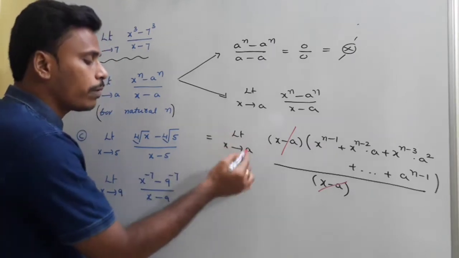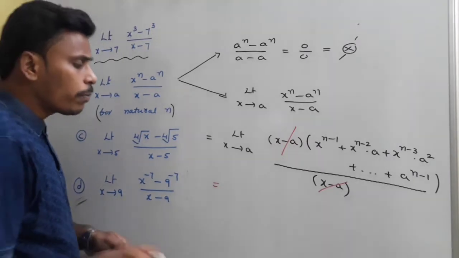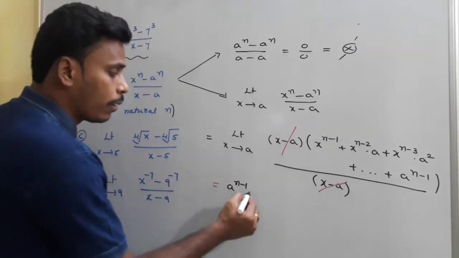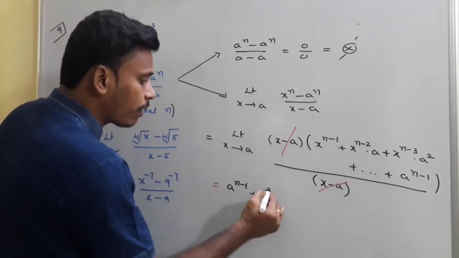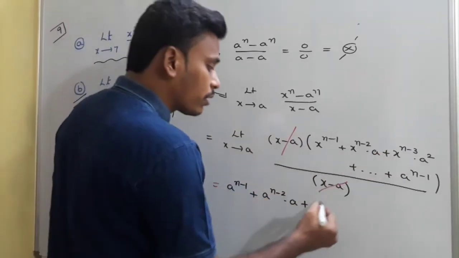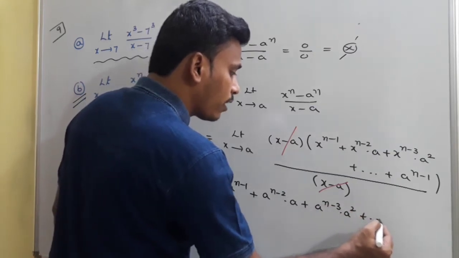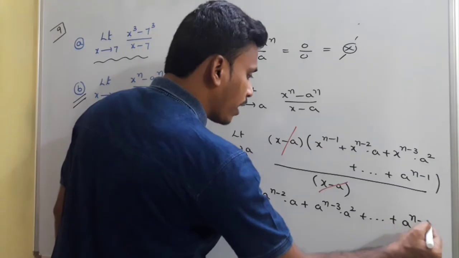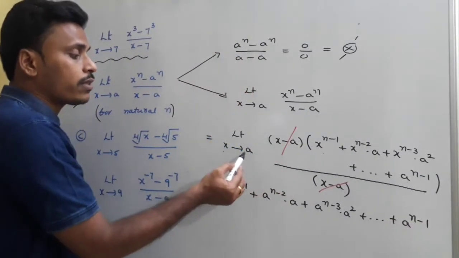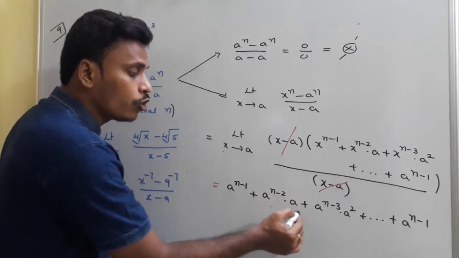So now we need to replace x with a in this. When you replace, what will happen? If you replace x with a, the first one is a power n minus 1, replacing x with a, plus what is the second term? Second term will become like this, a power n minus 2 into a. Then what will become the third term? a power n minus 3 into a square. So like that if you continue, the last term is again a power n minus 1. See, from this x power n minus 1, if you replace x with a, the first one is a power n minus 1. The second one is what? a power n minus 2 into a.